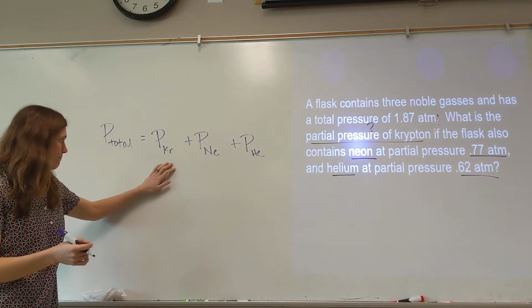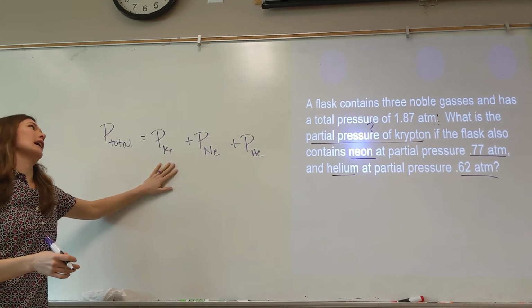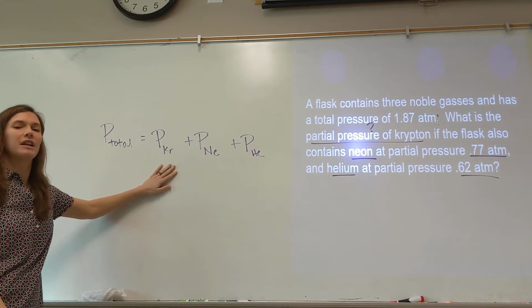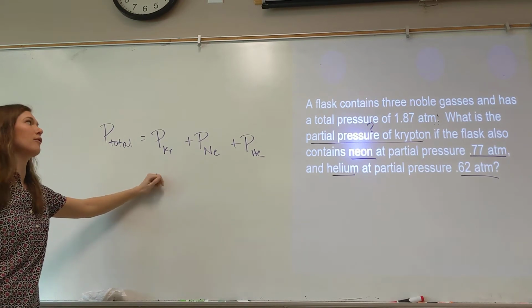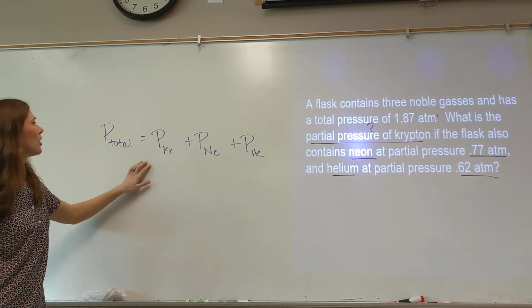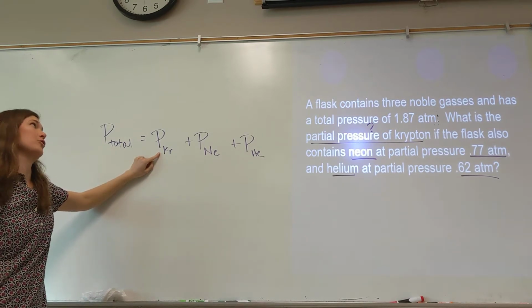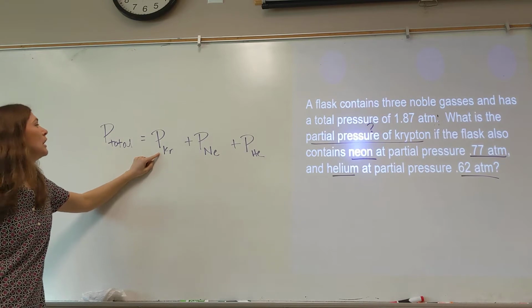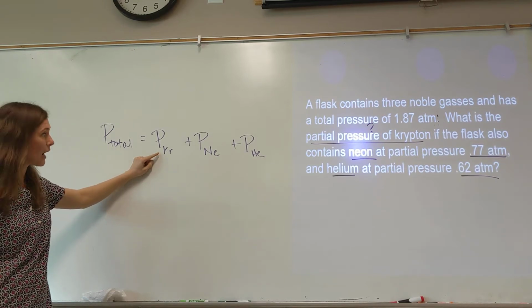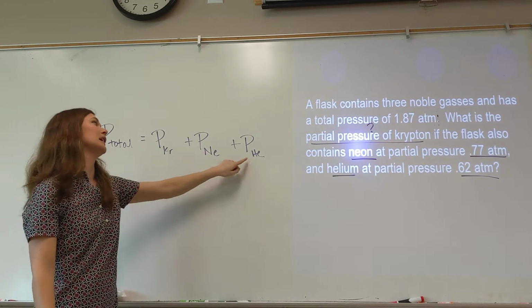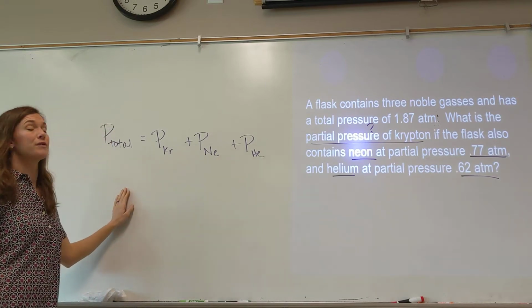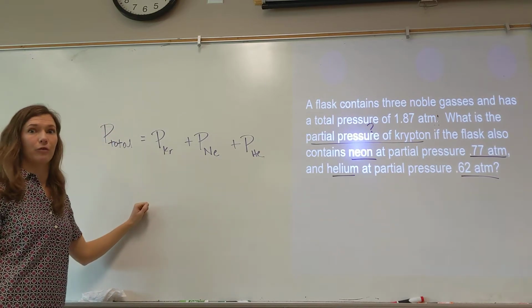All right. Now, before I actually go to put some numbers in and solve this equation, I like to solve using variables. So I'm trying to solve for krypton. I need to get the partial pressure of krypton by itself. In order to do that, I'm going to subtract the partial pressures of neon and helium from both sides. That'll get me the partial pressure of krypton by itself.